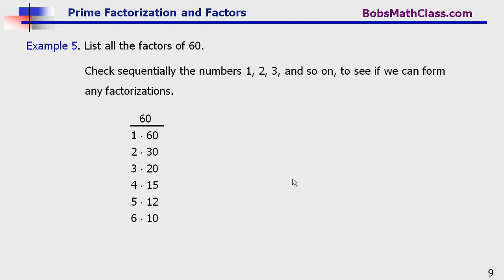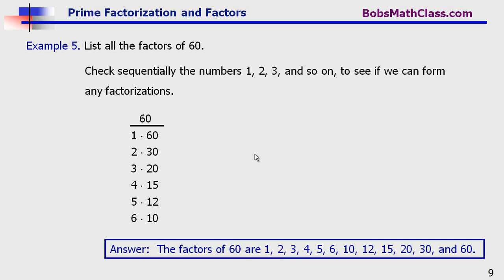7? No. 8? No. 9? No. 10? Yes. But then we're on the other side of the column. So we're all done now. We're just going to list our answer. And then we're all done there. Make sure we got all of them down. And that is the answer to listing all the factors of a given number.